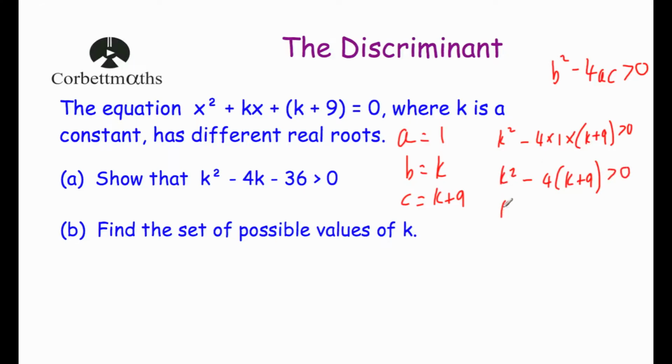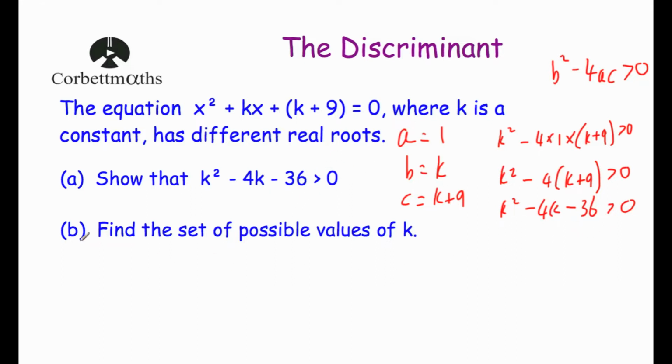And then we've got k squared. Now negative 4 times k would be minus 4k, and negative 4 times 9 is equal to minus 36, and that's bigger than 0. And that's it. So part A says show that k squared minus 4k minus 36 is bigger than 0. Well, there we've done it.